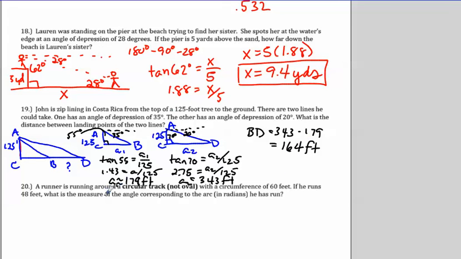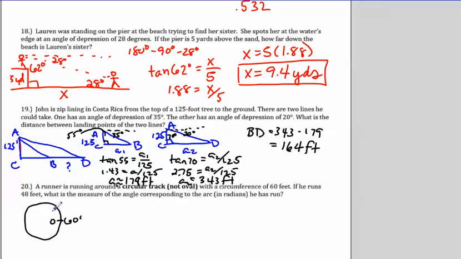Alright, last one, we have a runner running on a circular track. And the circular track has a circumference of 60 feet. So let's draw a circle. Let's say he starts over here, because it's probably going to be like the unit circle somewhat. So he starts here and he is at 0 feet. He runs all the way around and he's at 60 feet.